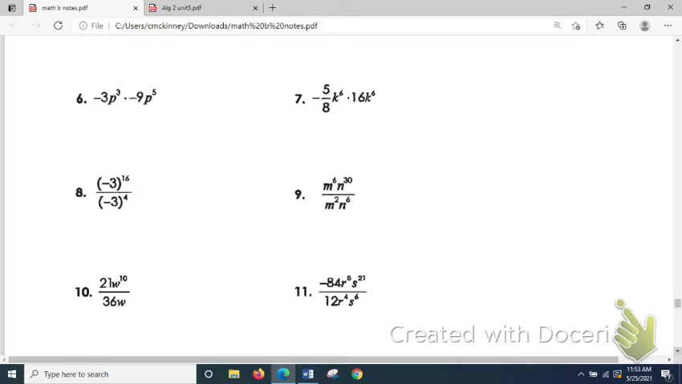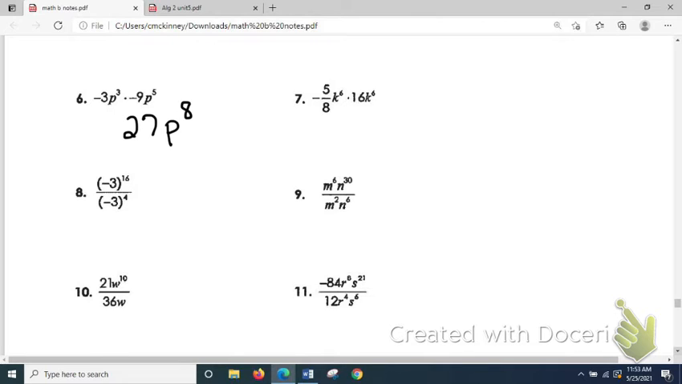Please remember, as we've talked about before, that your coefficients still behave like normal numbers. So when it's multiplication, negative 3 times negative 9 is still going to be positive 27. It is the exponents that get added together.